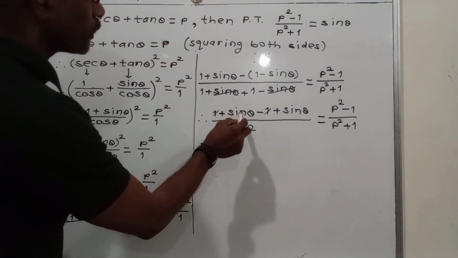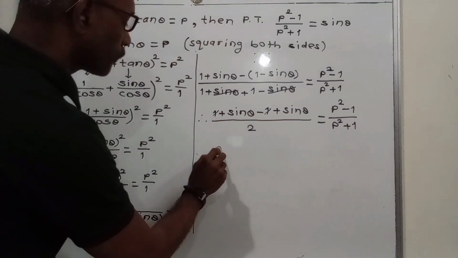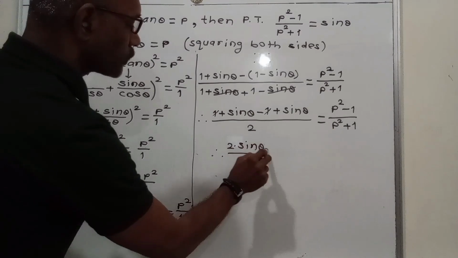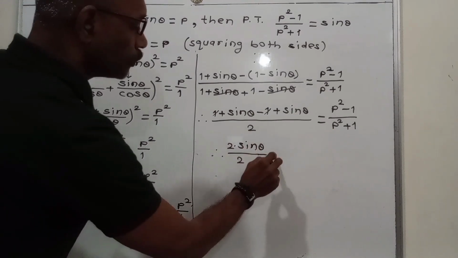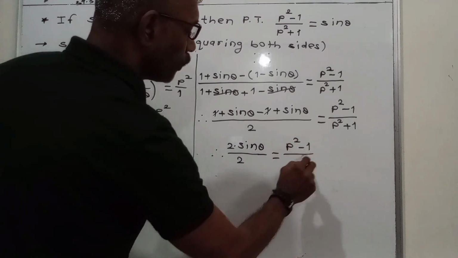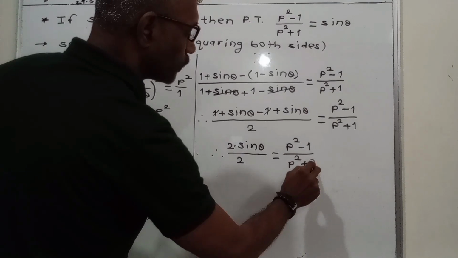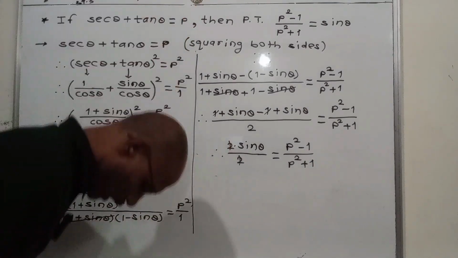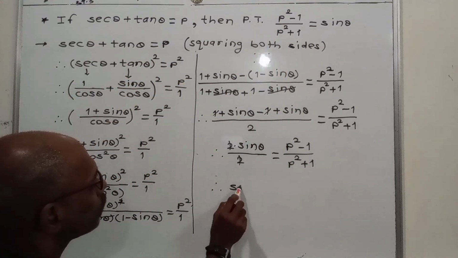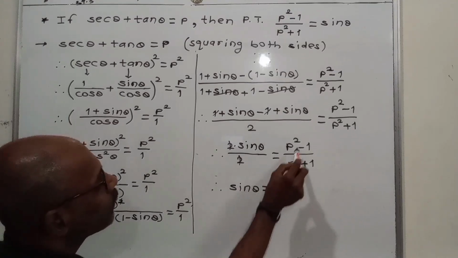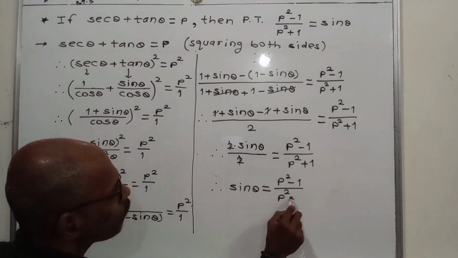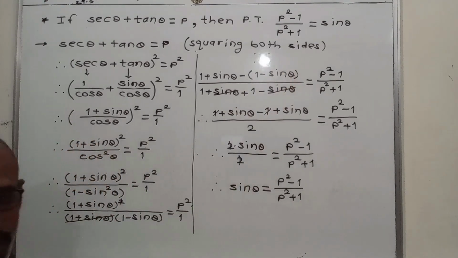Okay, now here see this sin theta plus sin theta. What is sin theta plus sin theta? 2 into sin theta, 2 times upon 2 is equal to p square minus 1 upon p square plus 1. 2 cancelled. Then what is our to prove? What is our to prove? P square minus 1 upon p square plus 1 is equal to sin theta.